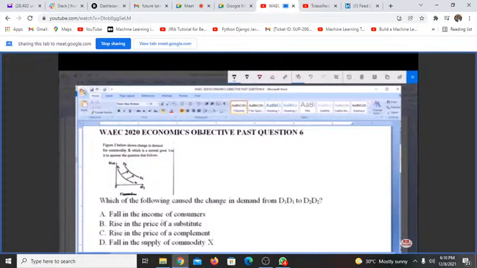A. Fall in the income of consumers. B. Rise in the price of a substitute. C. Rise in the price of a complement. D. Fall in the supply of commodity X.